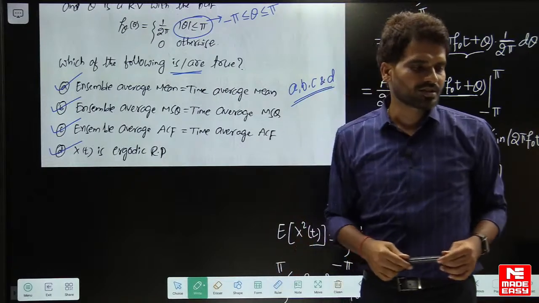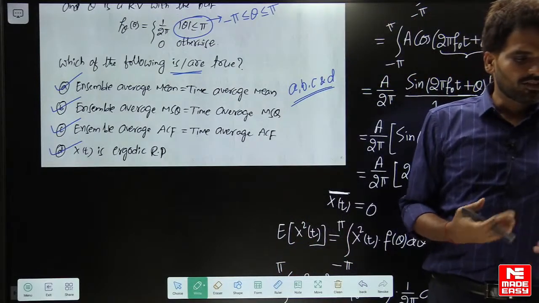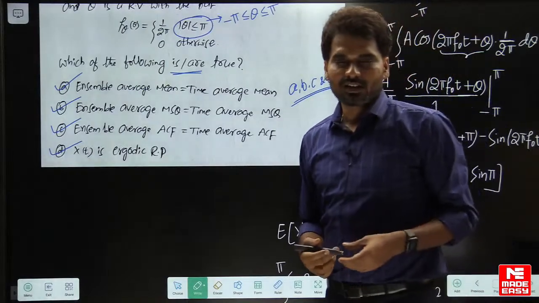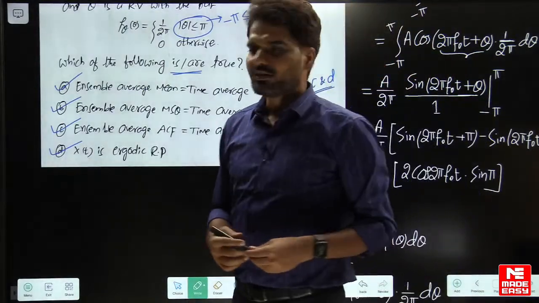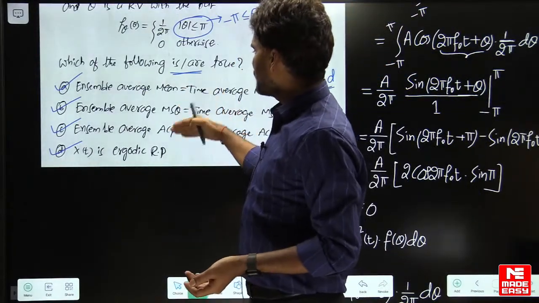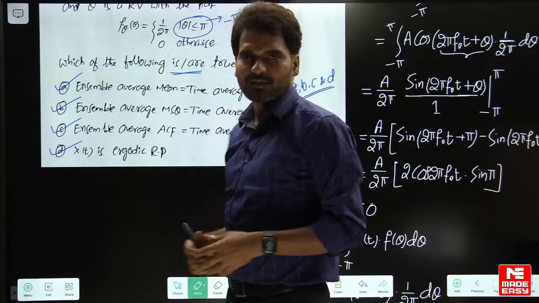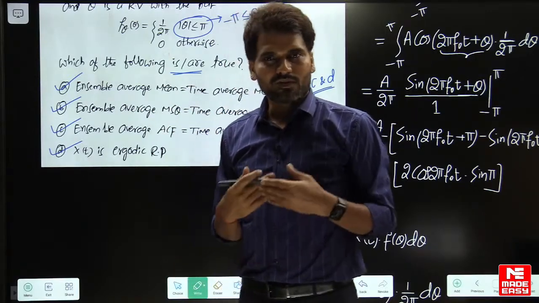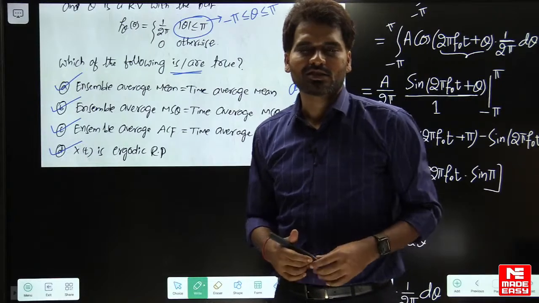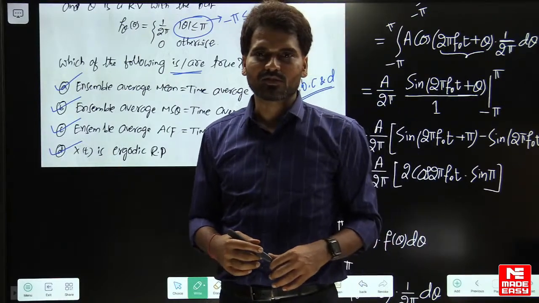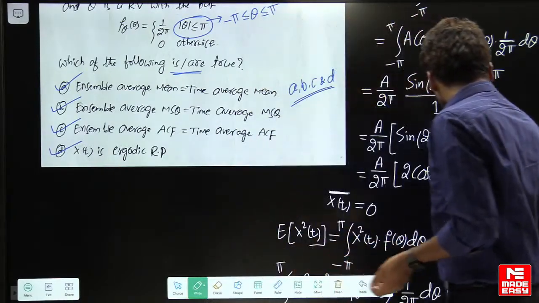So from an examination point of view, whenever you're checking whether this is an ergodic random process or not, just see whether the mean square value and ACF are the same or not. If at all they are the same, then straight away you can say that it is an ergodic random process. Okay, fine.